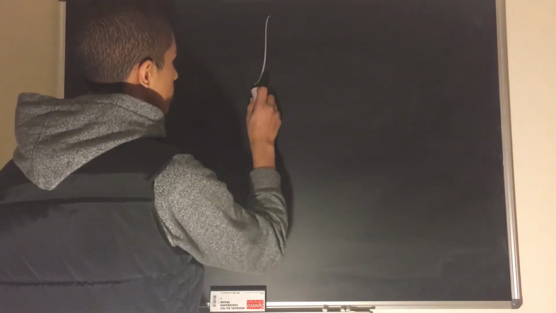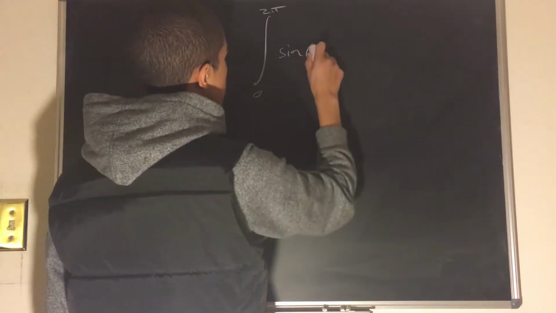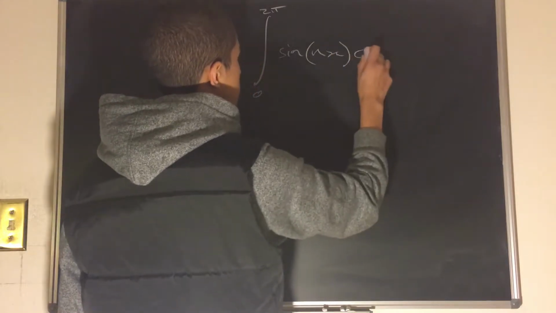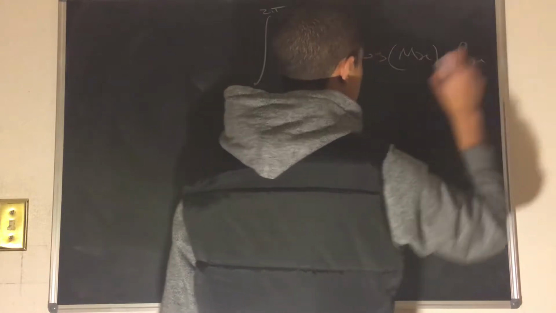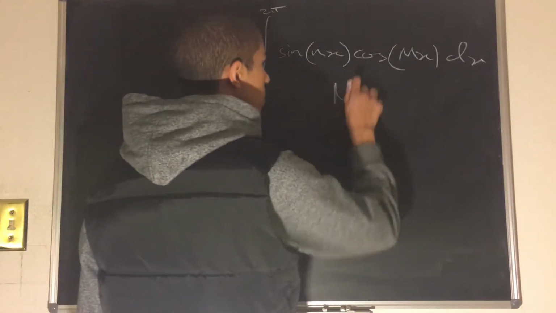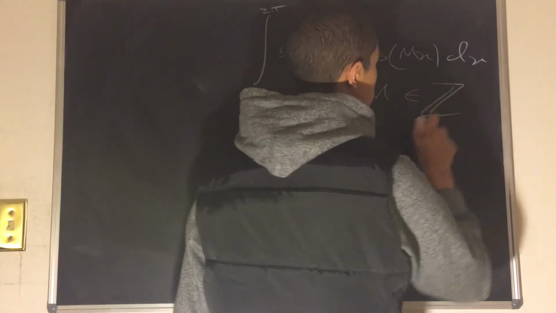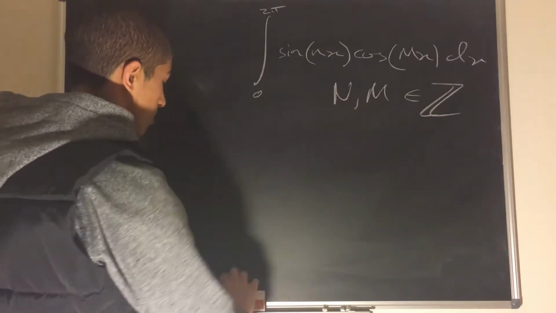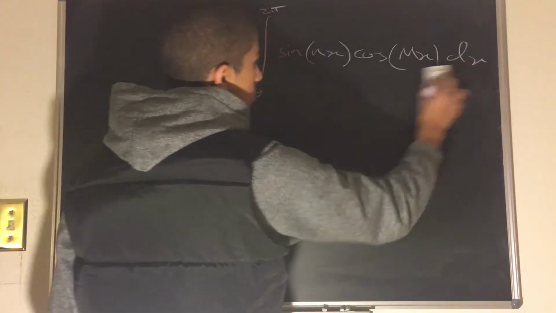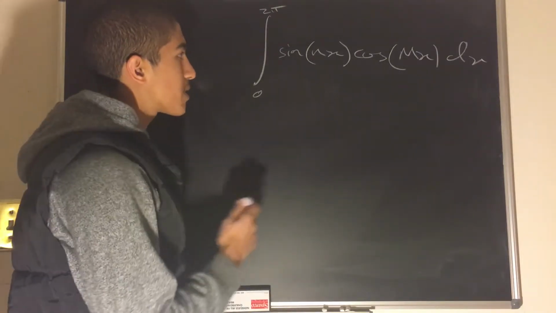Today we will be talking about the integrals of the product of sines and cosines. So we will write out the definite integral from 0 to 2π of sin(nx) times cos(mx) dx, where n and m are both integers, denoted by boldface Z. We will try to evaluate this integral, and we will see that it equals a very special number.